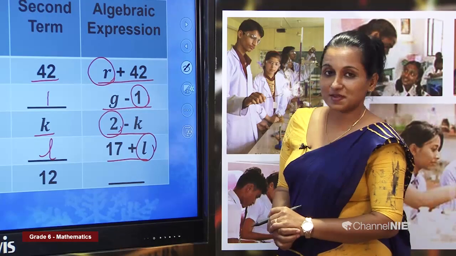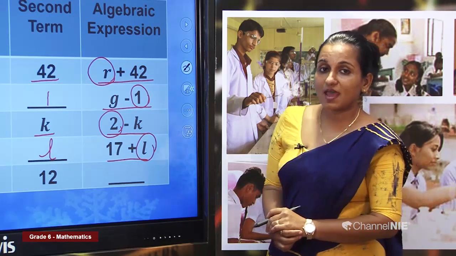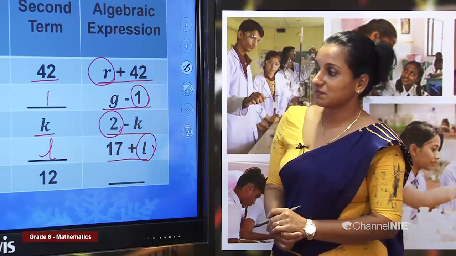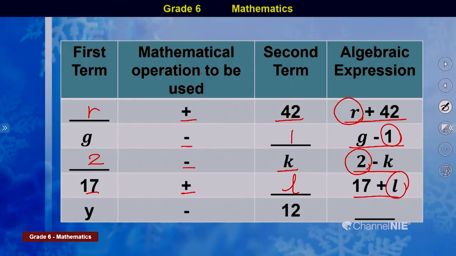My last example. I have the first term as y and the mathematical operation used is subtract. Second term, it is 12. Then what is the algebraic expression I can build? I have y as the first term, then the subtraction, my second term is 12.